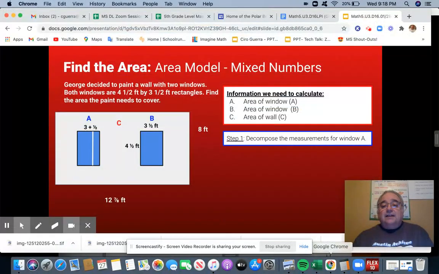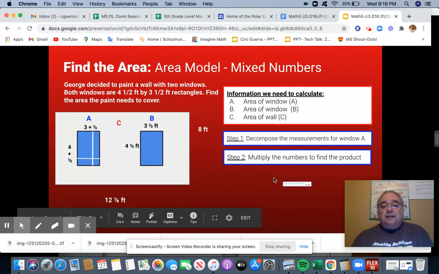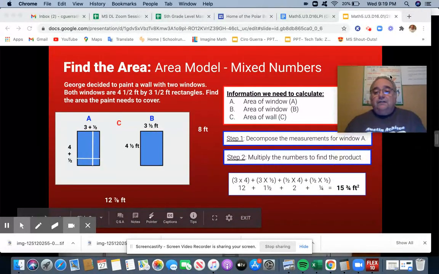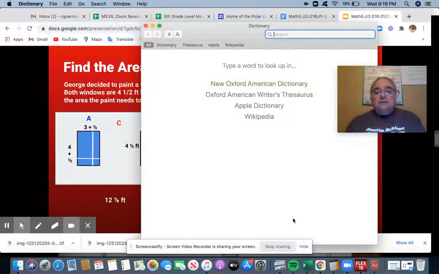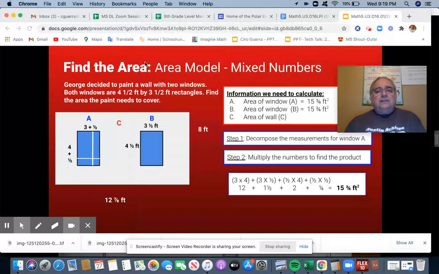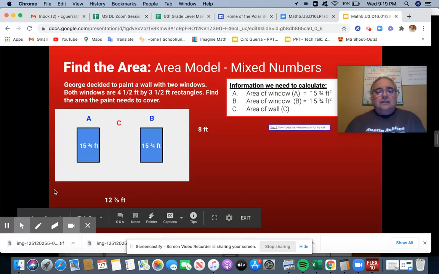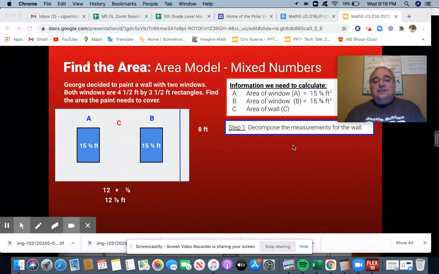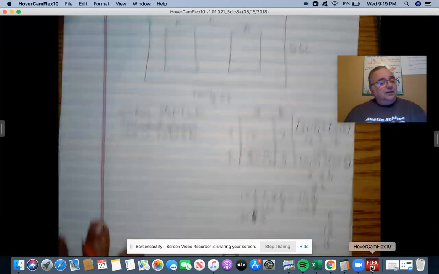Let's see how well I did on that there. So we're going to multiply the numbers, take it out, comes out to 15 and 3/4. There are 2 of them. So we're going to go to the next slide. Whew, why is it doing that? So here we have 2 of them. So the next thing that we have to do is decompose the wall. So let's get back to this area here and do some multiplying.